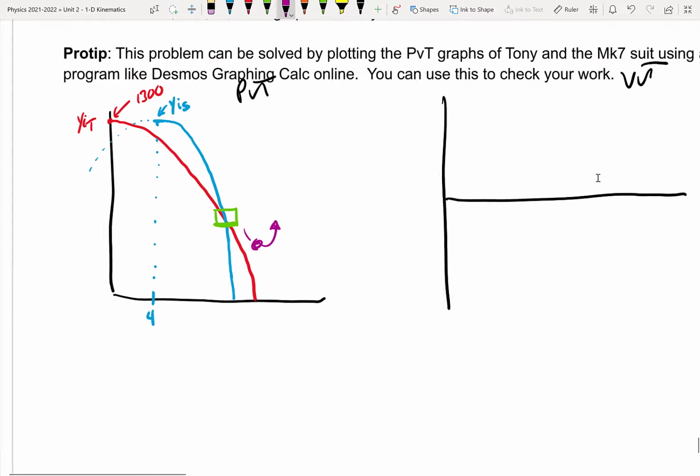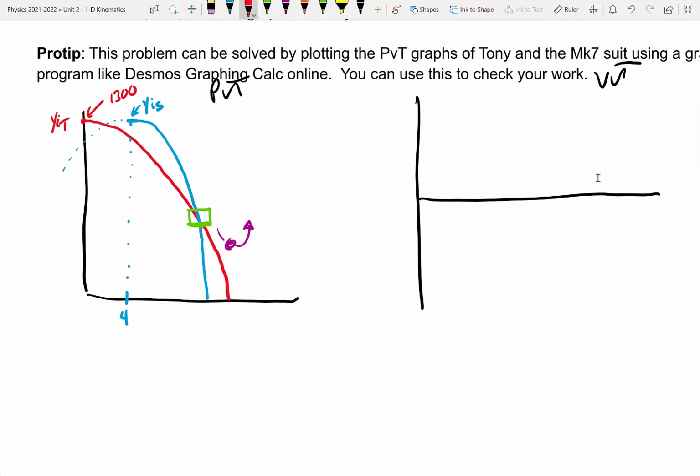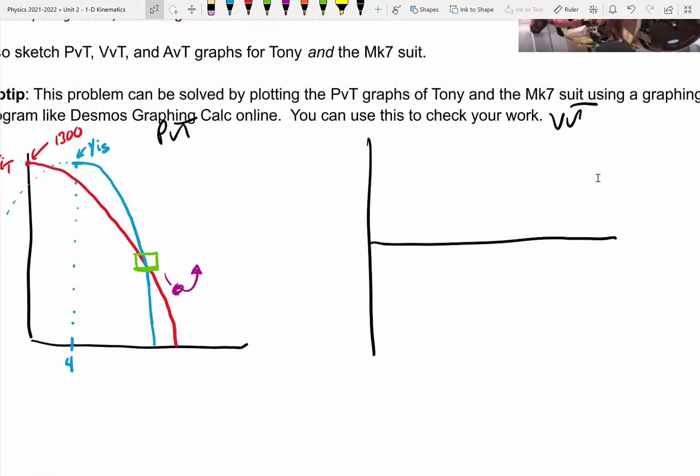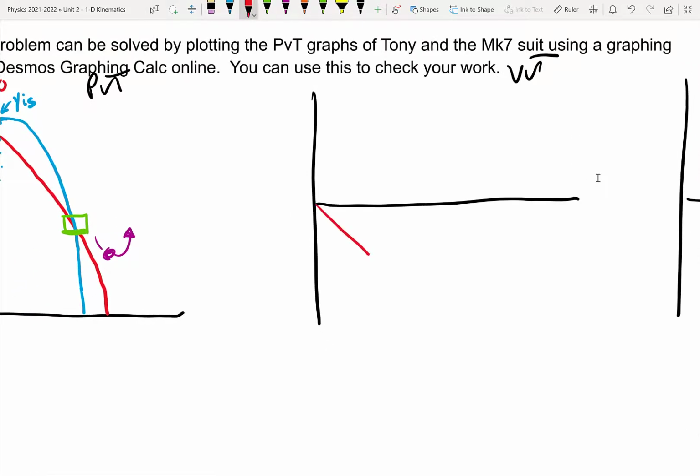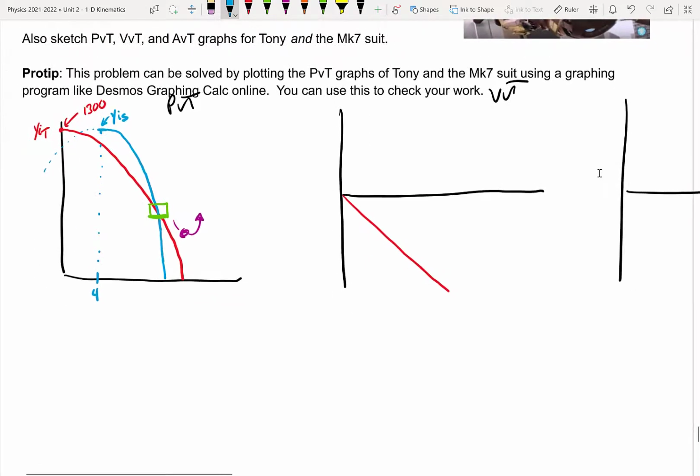So let's do velocity for these real quick. Tony's got a 0 velocity and it's negative the whole time. I'm calling down the negative direction. And the suit starts at 0, but it starts speeding up faster and faster because it has a greater acceleration than Tony, which is how it's able to catch up. So this is velocity in y as a function of time.